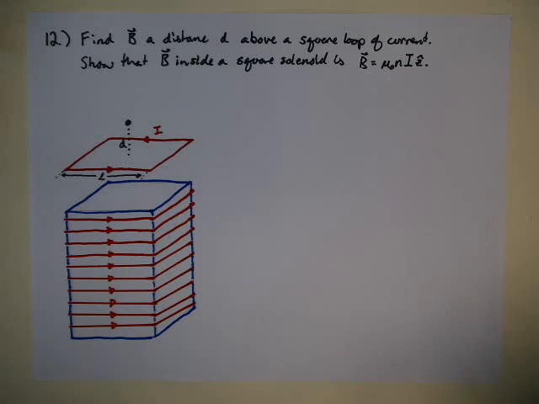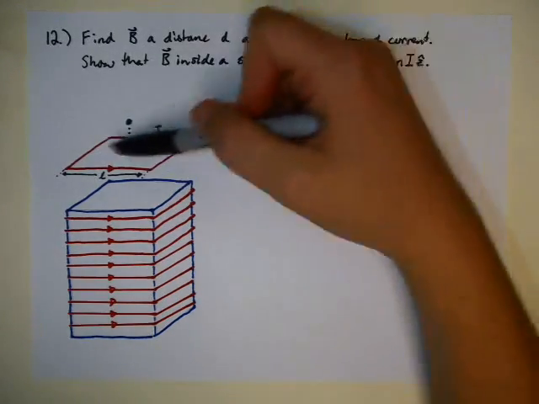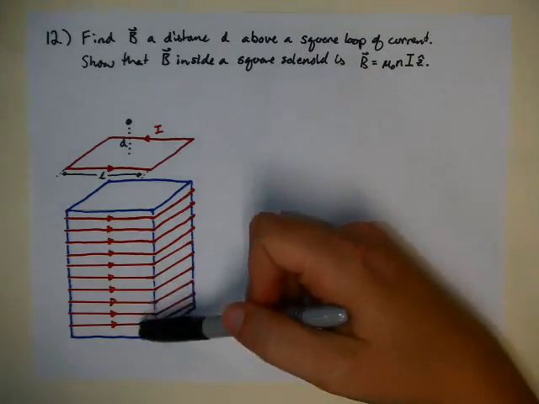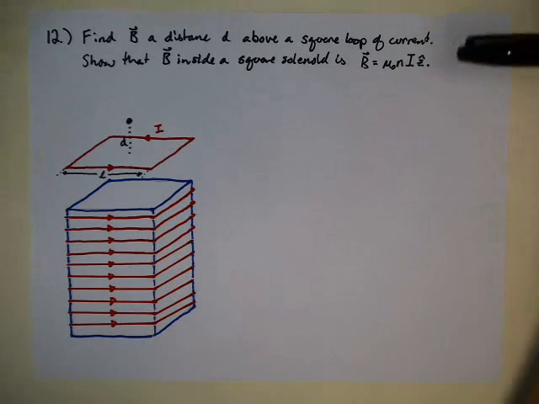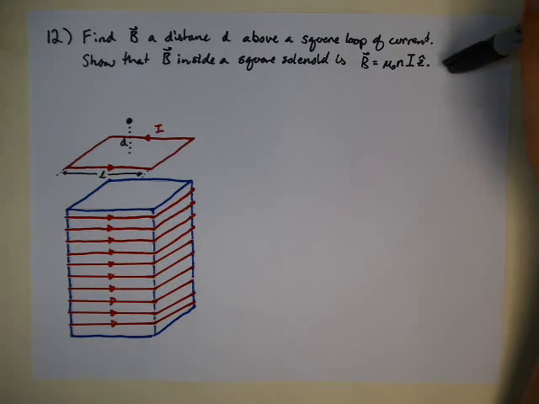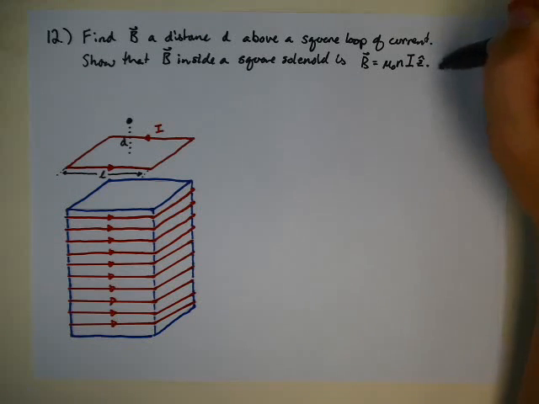The practice exam, problem 12. Find the magnetic field B, a distance D above a square loop of wire. Using that result, show that the magnetic field inside a big solenoid is equal to the result that we know for a solenoid. However, this turns out to be a lot more complicated.